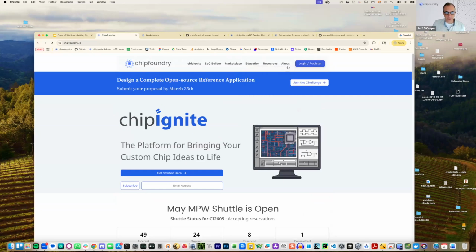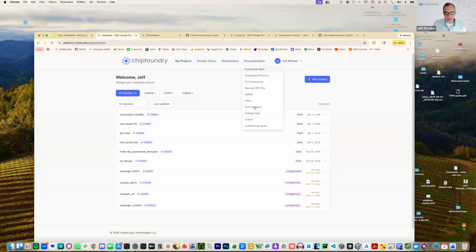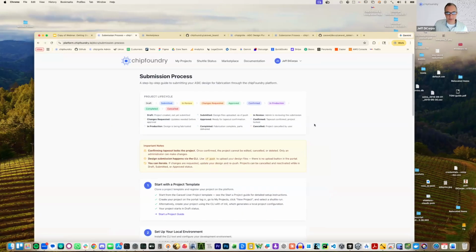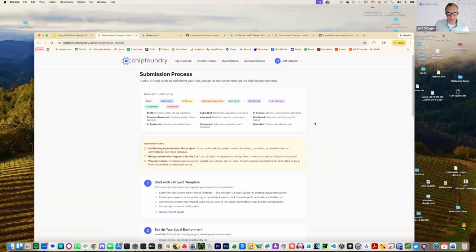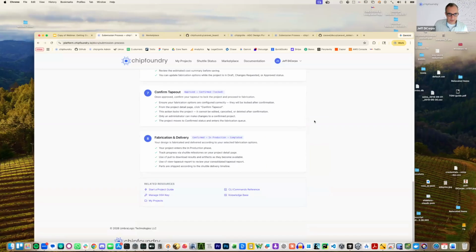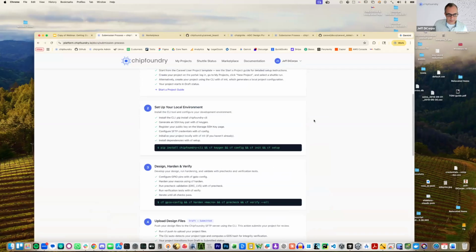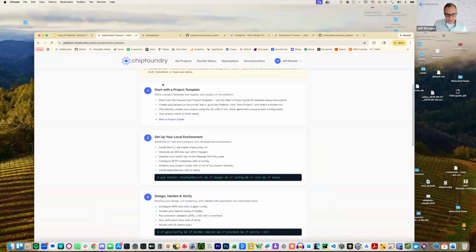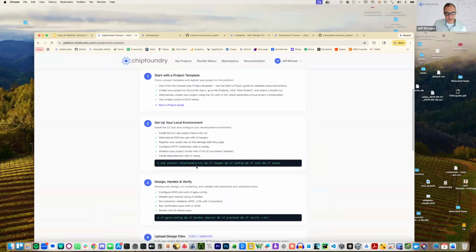Also, once you're logged in, you'll see a bunch of resources in this documentation menu. Two of those in particular. Let me just refresh. All right, so one of them is a submission process. This talks about the steps for submitting your design. It's a good document, and we'll probably continue to update this as things change. But generally, you'll see the overall process for starting a project and submitting it.